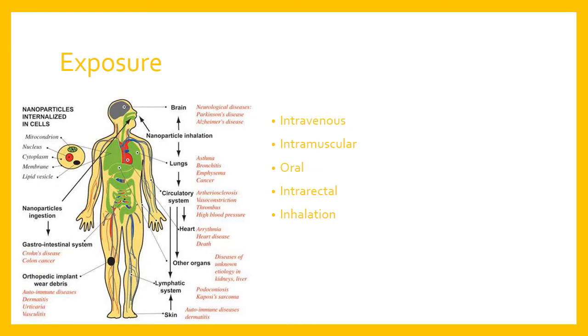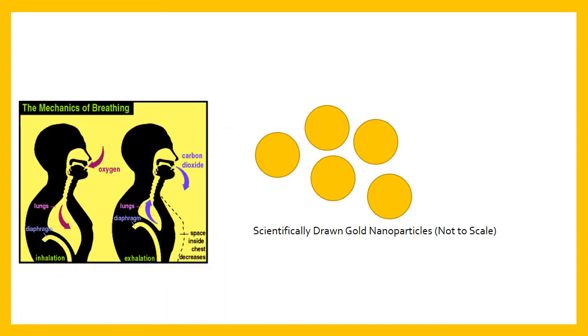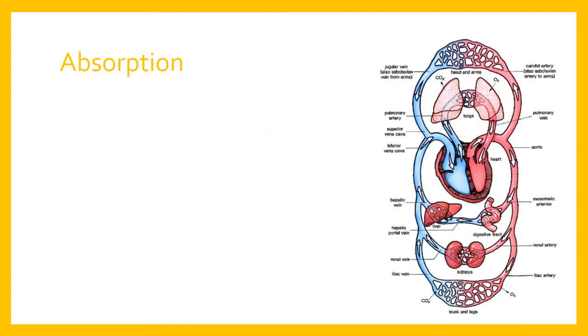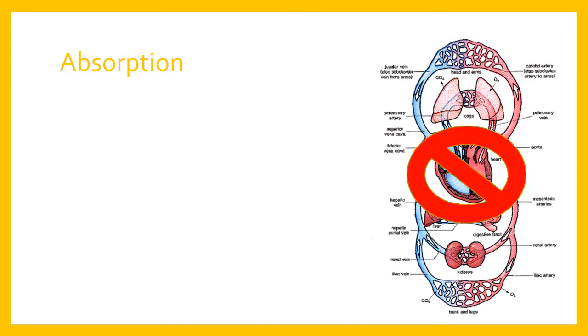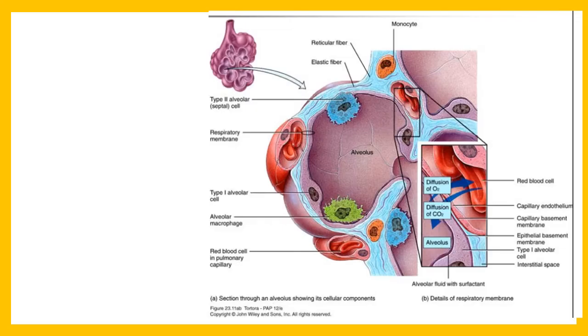Gold nanoparticles can be taken up by organisms intravenously, intramuscularly, orally, intrarectally, and through inhalation. Thankfully, in this study, we are only investigating the inhalation. Inhalation is most likely to occur when experimenting with or creating the nanoparticles. Inhaled gold nanoparticles do not generally make it into systemic circulation. This is dependent on their size and other characteristics which we will investigate.